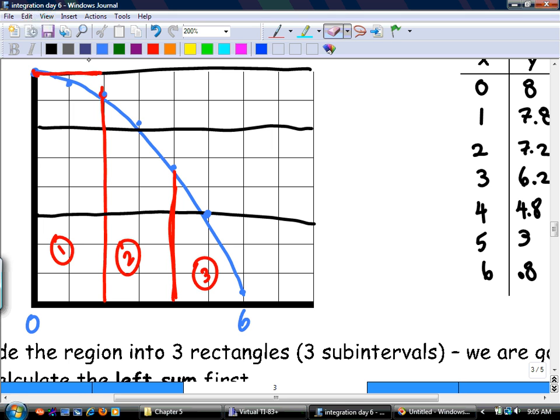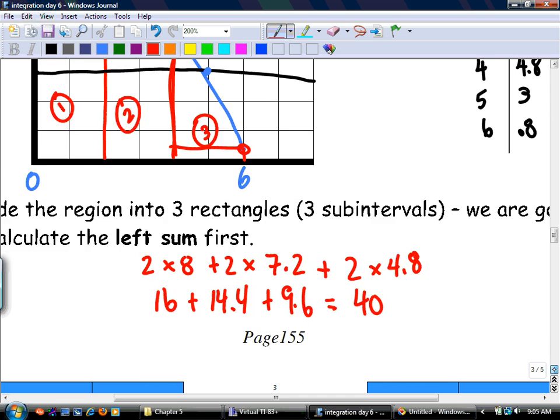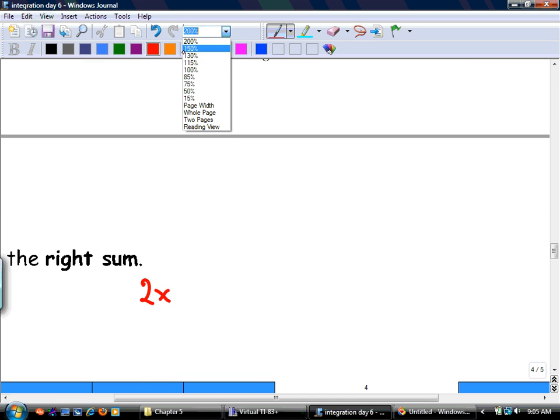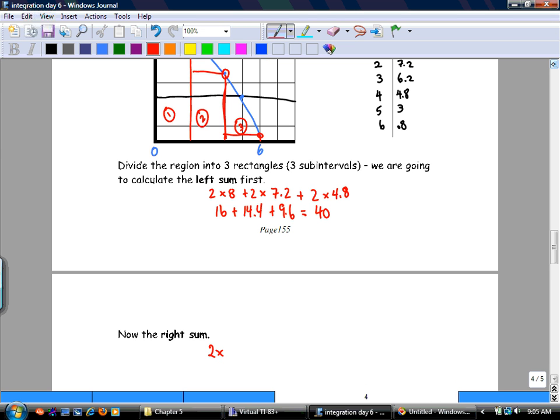The nice thing for me is I can erase curves and go over top. So now instead of using the left endpoints, we're going to use the right endpoints to define our rectangles. So it's got a length of 2 and a width of 7.2.